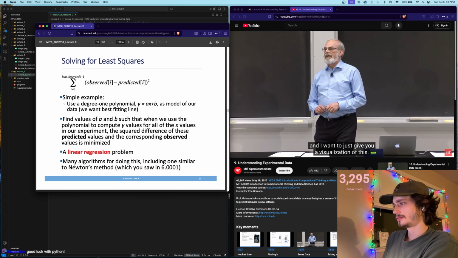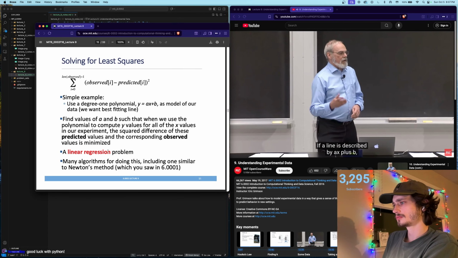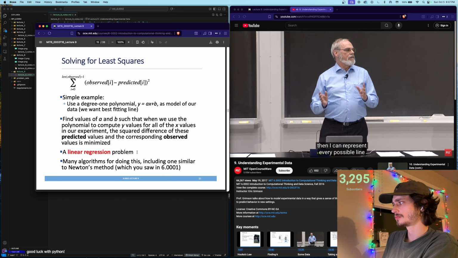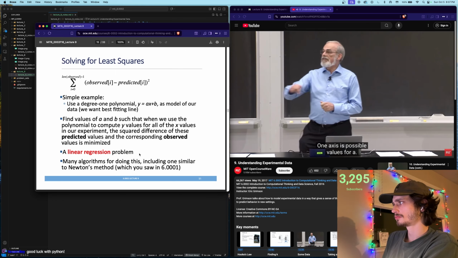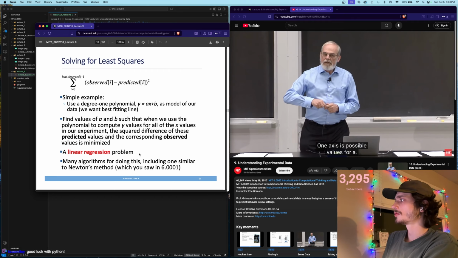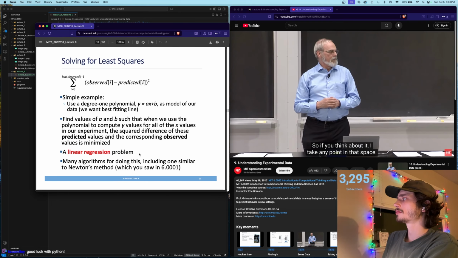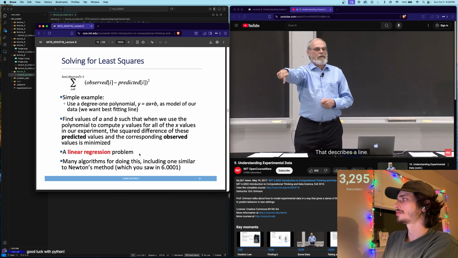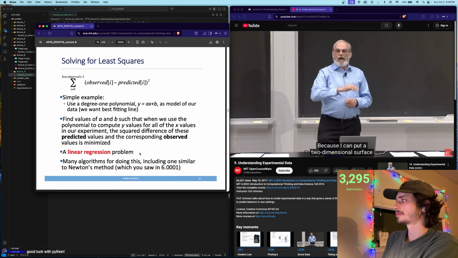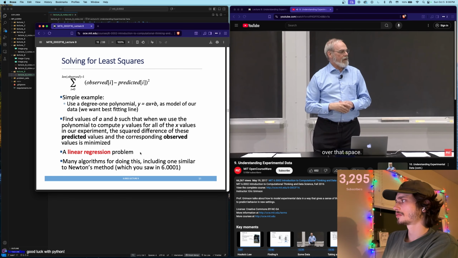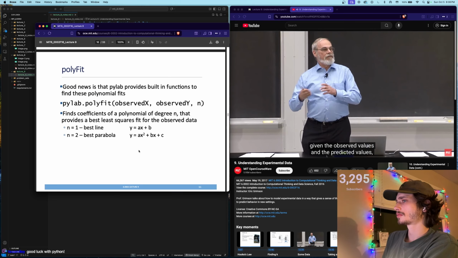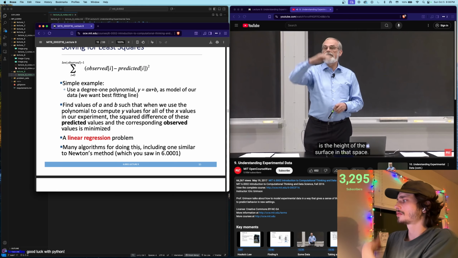And I want to just give you a visualization of this. If a line is described by ax plus b, then I can represent every possible line in a two-dimensional space. One axis is possible values for a. The other axis is possible values for b. So if you think about it, I take any point in that space, it gives me an a and a b value. That describes a line. Why should you care about that? Because I can put a two-dimensional surface over that space. In other words, for every a and b, that gives me a line, and I could therefore compute this function, given the observed values and the predicted values, and it would give me a value, which is the height of the surface in that space.